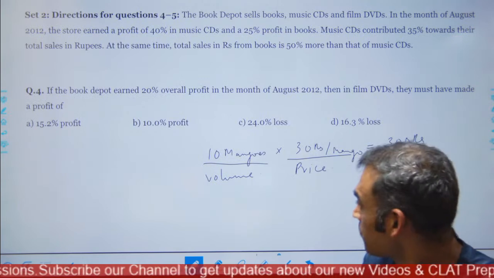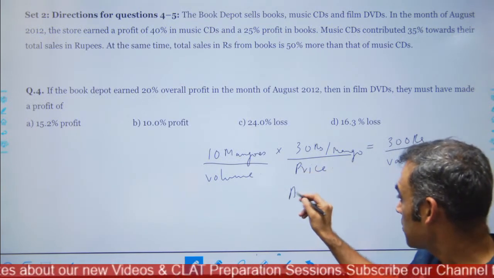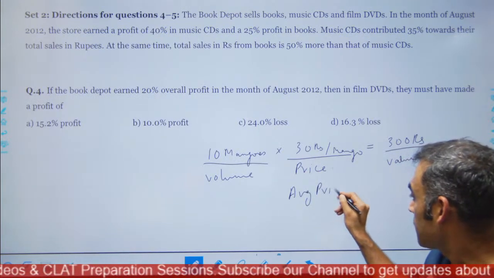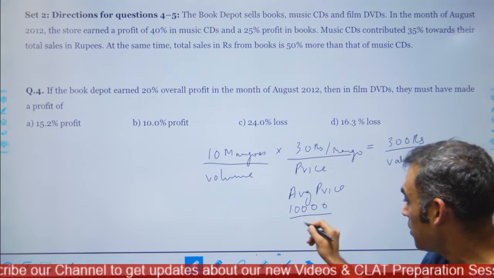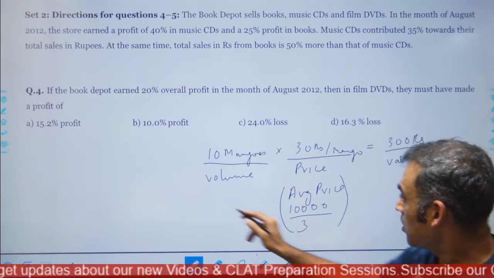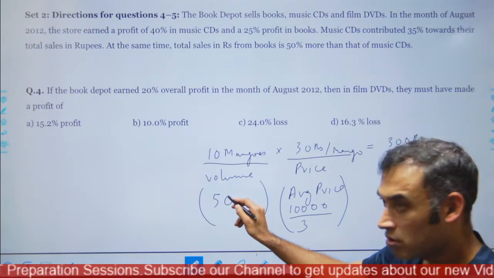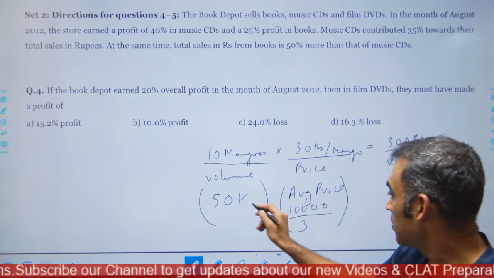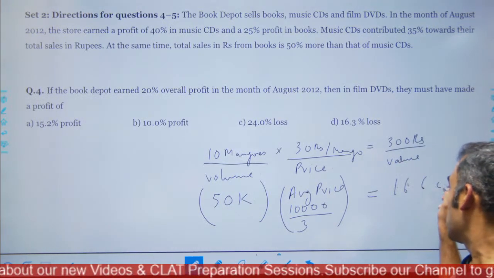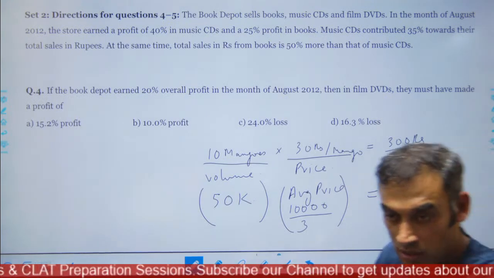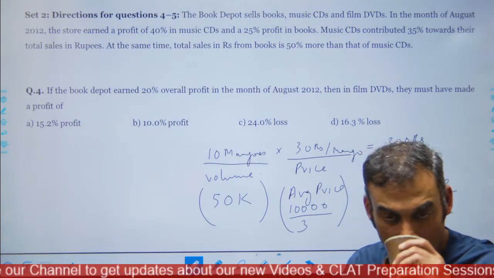In that question, the average price of the market was 10,000 upon 3. Our volume, we calculated the volume as 50,000, right? And therefore, this came to 16.6 CR. That was the answer. Have you understood, Aryan? Pankaj?